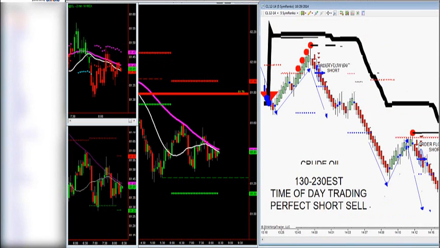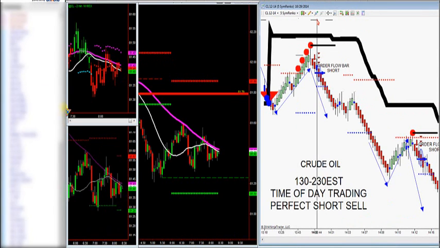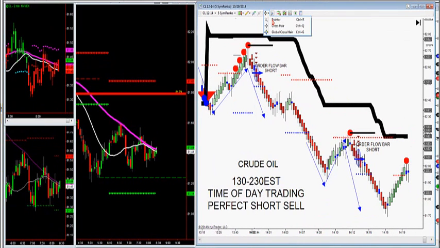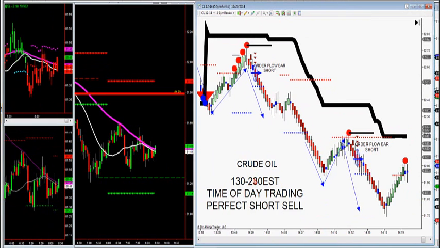And this is crude yesterday again. I'm going to show you just a 5 Simrenko, my favorite chart to trade off of with order entry bar. And what I want to go over is time of day from 1:30 to 2:30 Eastern Standard Time.